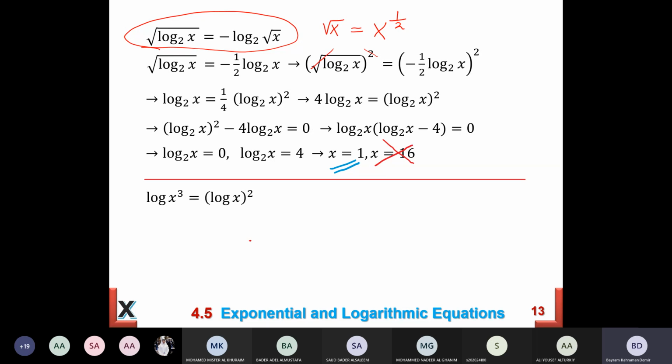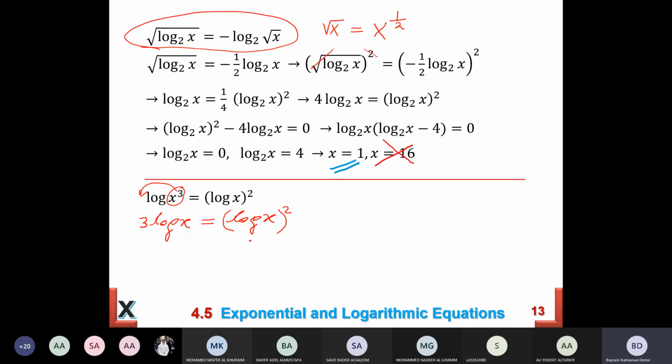In the next question, let me write one step for you. This 3 here is the power of x, not the power of logarithm. So this 3 comes in front of the logarithm. It is 3 times logarithm x is equal to logarithm x squared.